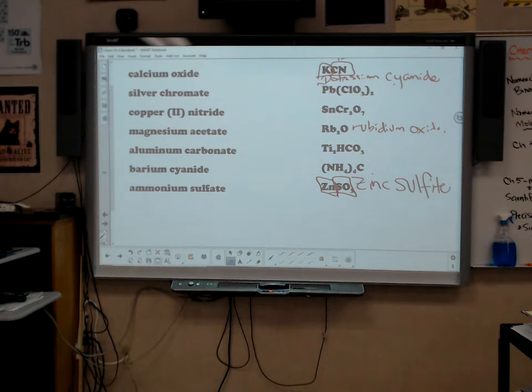Balance your charges. Copper and nitride, those are the right symbols. You just got to balance your charges. Copper's a 2 plus, nitrogen's a 3 minus. This is correct, but you got to balance charges. Oh, there's a C in there. CH3COO. There's another carbon. Yeah, not Chu.